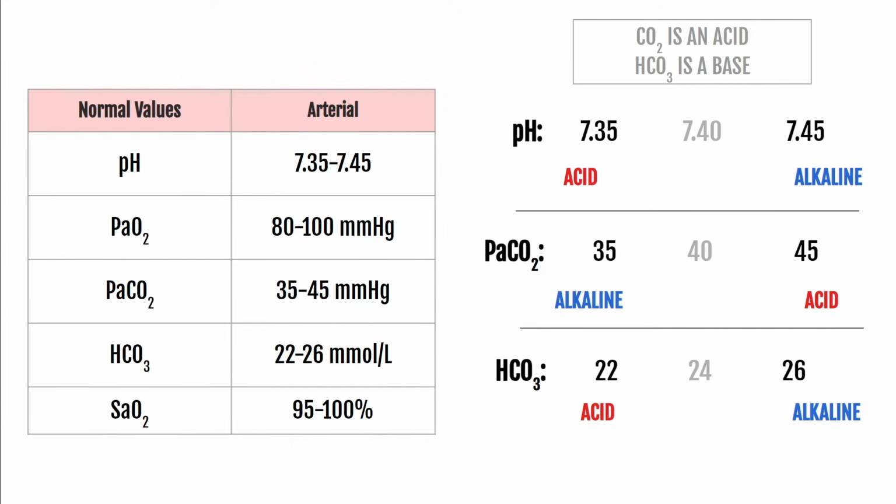One extra side note here before we move on is that our bodies love balance, they love homeostasis. So when there are changes on one end, the body will usually compensate on the other end. And the lungs are going to be the quickest to compensate, while the kidneys will be a little bit slower to compensate.